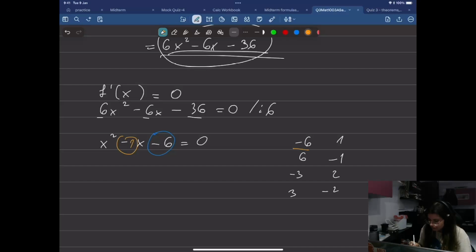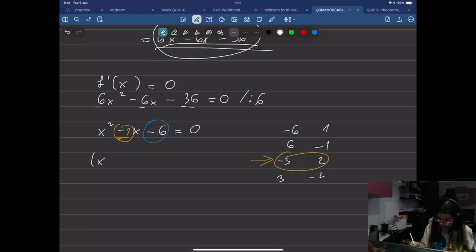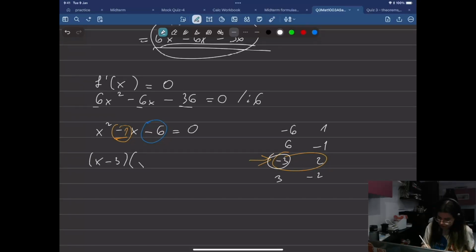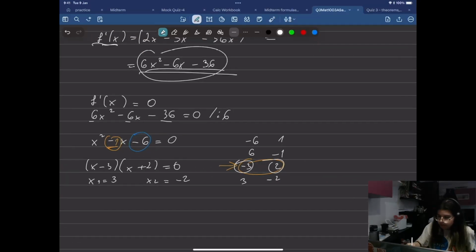So if I take minus 6 plus 1, this is minus 5. It doesn't really help. 6 minus 1 is 5, not what I want. Now, minus 3 plus 2 gives me a minus 1. So that is my set of values that I'm going to plug in. So I'm going to have x, and then I take the first value, minus 3, times x, and then I take the second one, which is plus 2, equals 0. Therefore, we have x equals 3 and x equals minus 2. So these two are, note, candidates for critical points, but they're still not confirmed to be critical points.